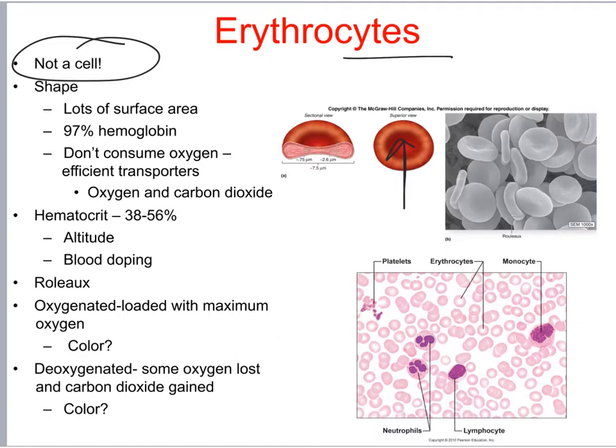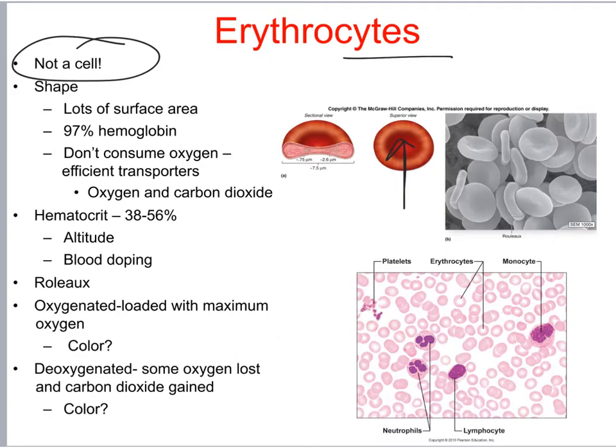It's about 97% hemoglobin, and then the rest is maybe plasma membrane and things like that. But really, there are no organelles and no nucleus in a red blood cell. It truly is just a transporter for oxygen and carbon dioxide. And if they don't have any organelles or a nucleus of their own, they don't consume any oxygen, and that makes them very efficient transporters. That means they don't consume anything, they just carry that oxygen and CO2 where it needs to go, and they don't participate in that at all.